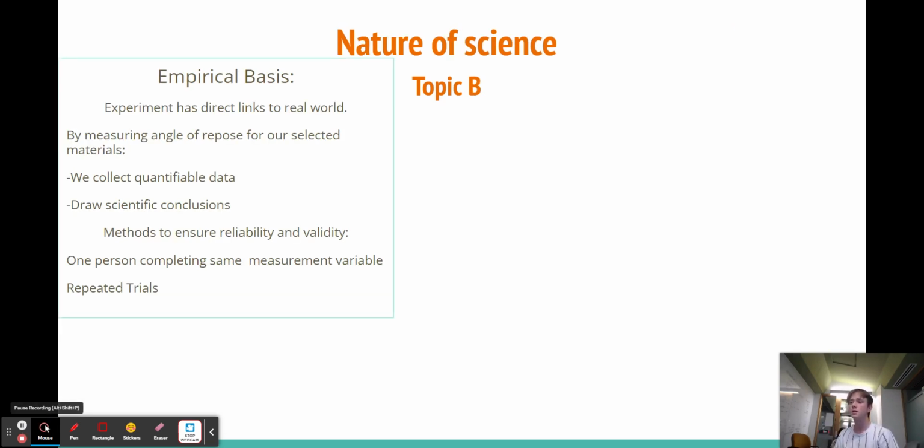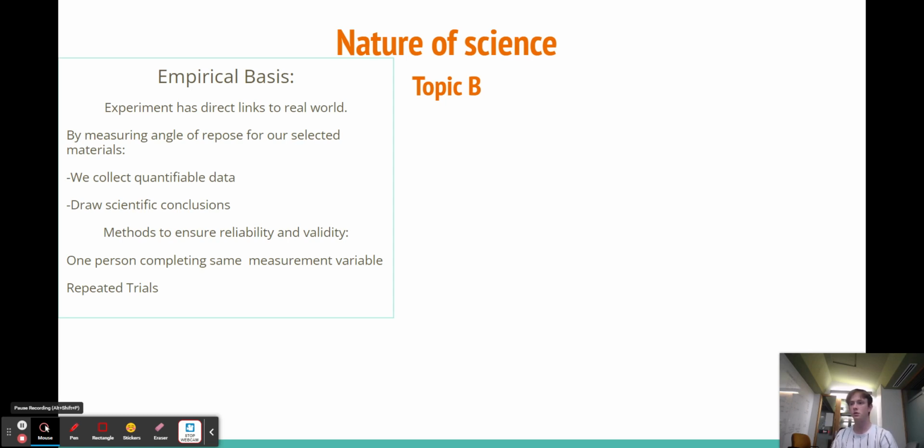Empirical basis. The topic B experiment, the angle of repose, utilizes the different natures of science to build the fundamental knowledge needed to understand different forms of science inquiry. The angle of repose experiment uses the nature of science topic empirical basis. The experiment shows how scientific knowledge can have a direct interaction with the natural world. By measuring the angle of repose for select materials, we can engage in collecting quantifiable data that forms an ability to draw scientific conclusions. This experiment reinforces the importance of empirical evidence in validating scientific concepts.